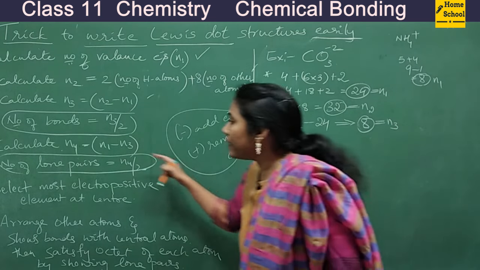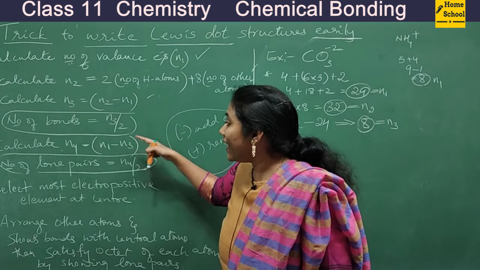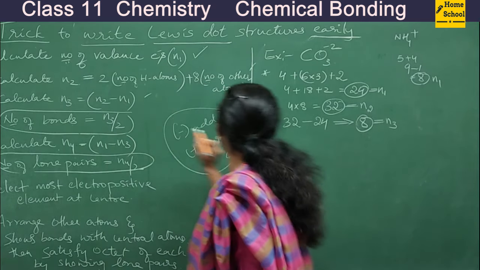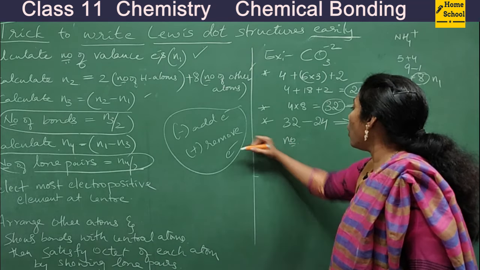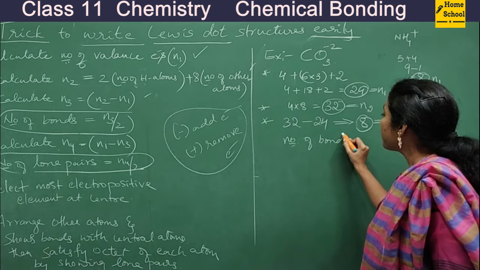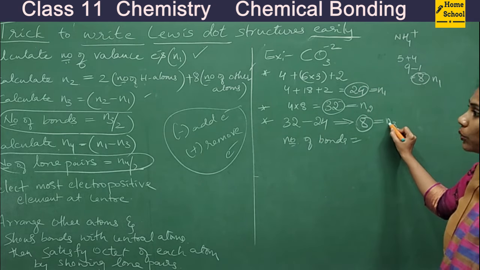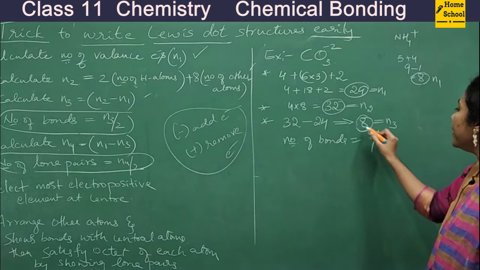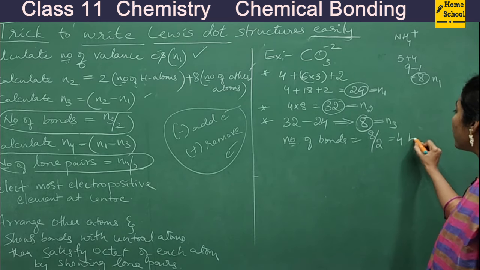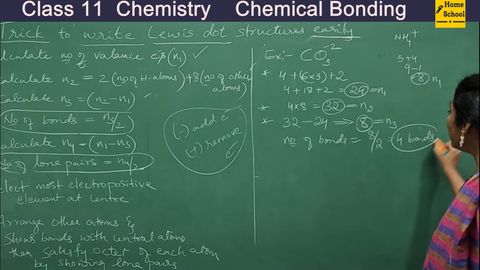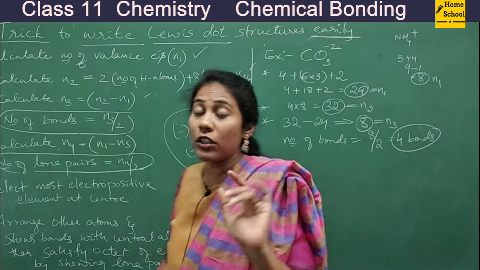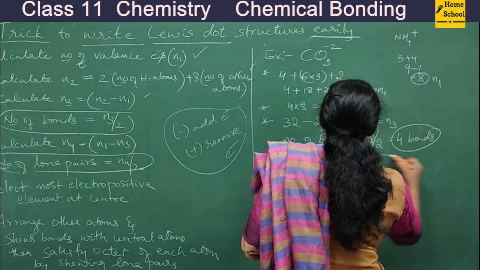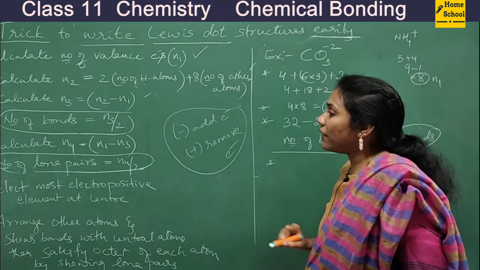So after that, with this N1, N2 and N3 information, you can calculate what? Number of bonds, right? So number of bonds is equal to N3 by 2. You see, N3 by 2 gives you number of bonds. So 8 divided by 2. So it is 4. So in the molecule, altogether 4 bonds are there. So you got to know how many bonds are there, right? So it is 4. Okay. So one piece of information you got to know. Now what you have to do?